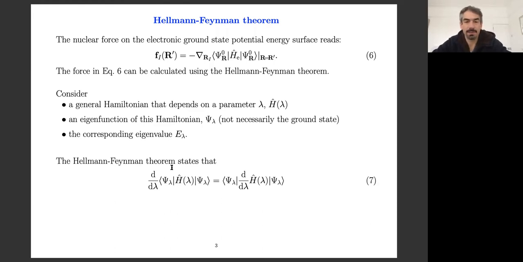Now the theorem states that this derivative is actually equal to the right-hand side expression. The right-hand side expression is just the expectation value of the derivative of the Hamiltonian with respect to lambda. So first of all, the question to you: are you surprised that this is true?